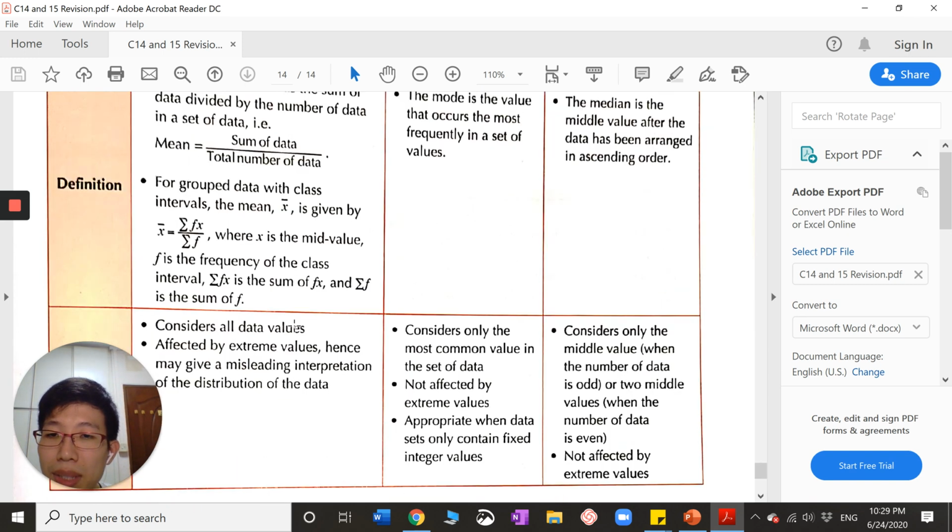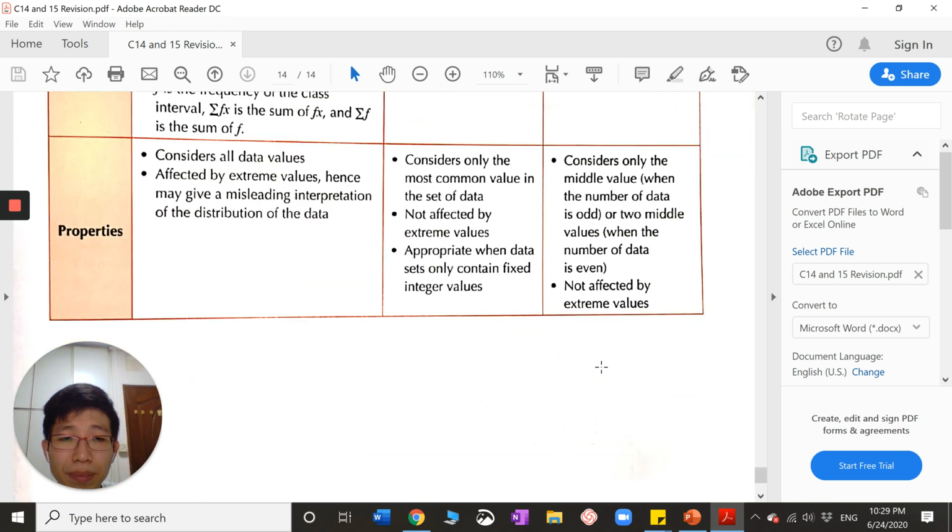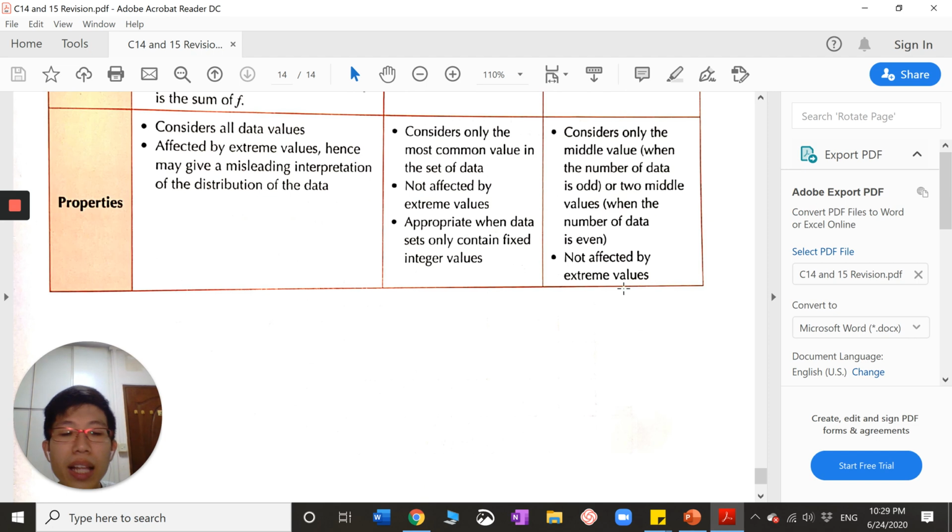The mean considers all data values and is easily affected by extreme values. So if you have a very large number at the end or a very small number at the start, it will shift the mean, and it won't give you a very proper or accurate indication of the average income of a particular class. So when you see any extreme values, it will be the best time to use the median, because the median will not be affected by extreme values.